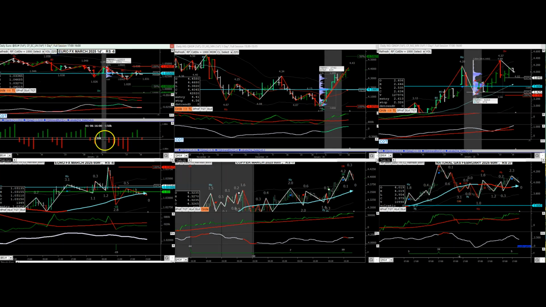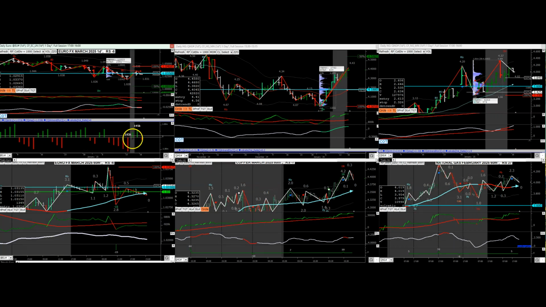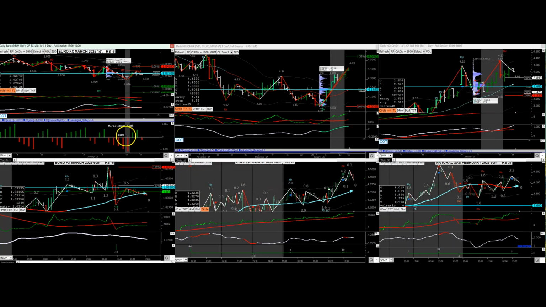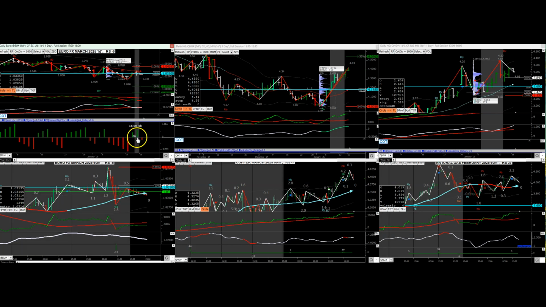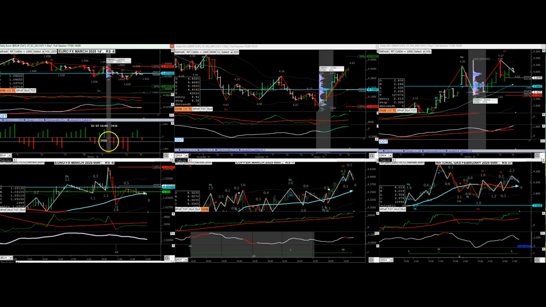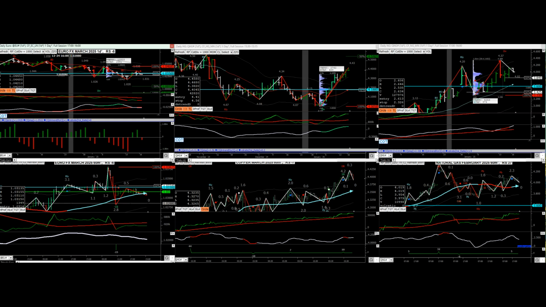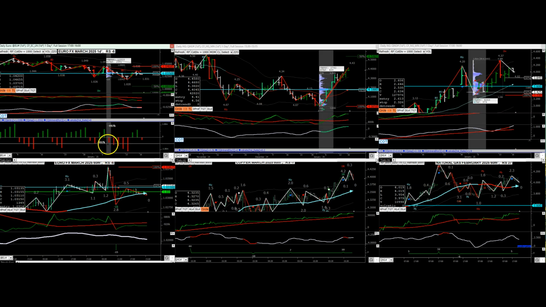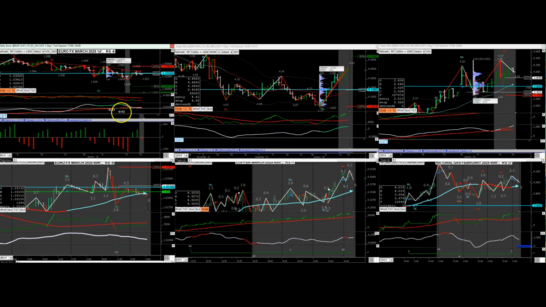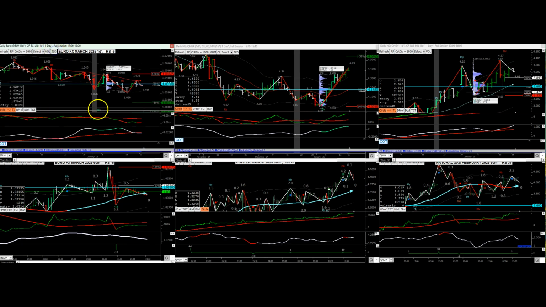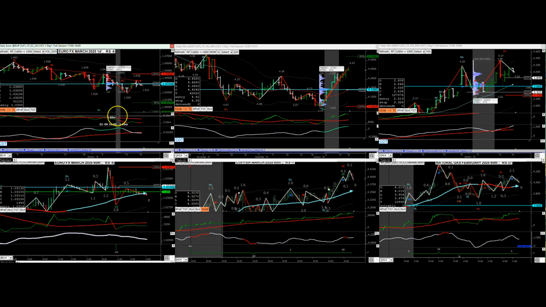Selling is very clear. Look at this. Red, red, red, red, red. Only 2 green. 1, 2, 3, 4, 5 red. Simple as that. Big red, little green. What do you think is going to happen?